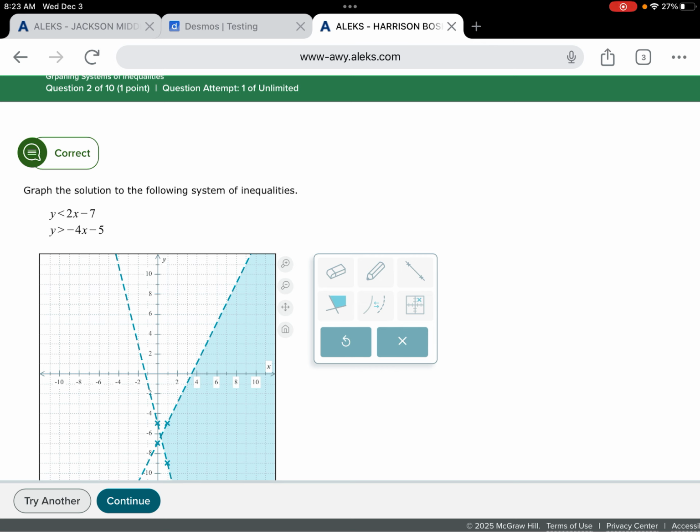So that's basically it. It's like you're doing two of these graphing inequalities problems at the same time. It's all the same steps. Graph the line, check if it's bold or dashed, see where you would shade, do it with the second one, and where both of them are shaded is your final answer. Okay?